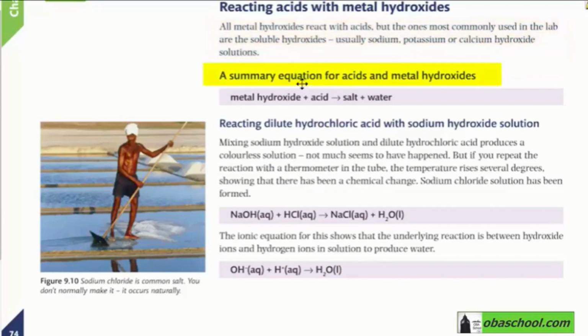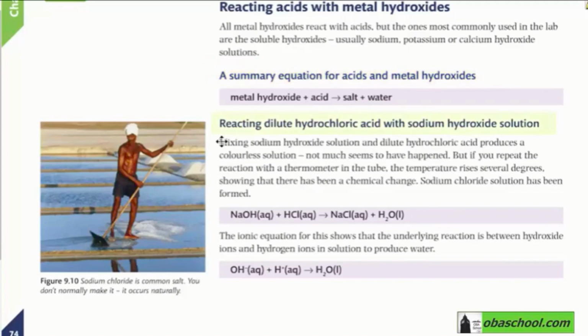A summary equation for acids and metal hydroxides. So this is the general equation where a metal hydroxide plus an acid reacts together to produce salt plus water.